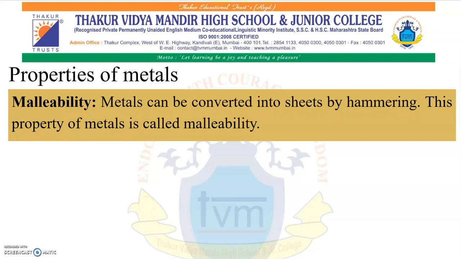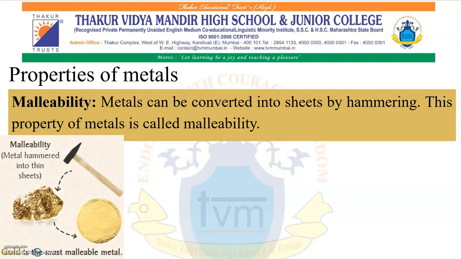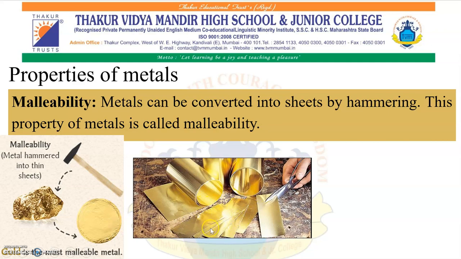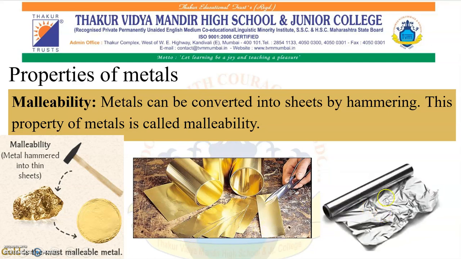Malleability. Metals can be converted into sheets by hammering. This property of metals is called malleability. In this picture, you can see gold. It is hammered into thin sheets. Gold is the most malleable metal. Here, the gold sheets are made by hammering it. We also use aluminium foil in our kitchen, and we carry food also in this aluminium foil.